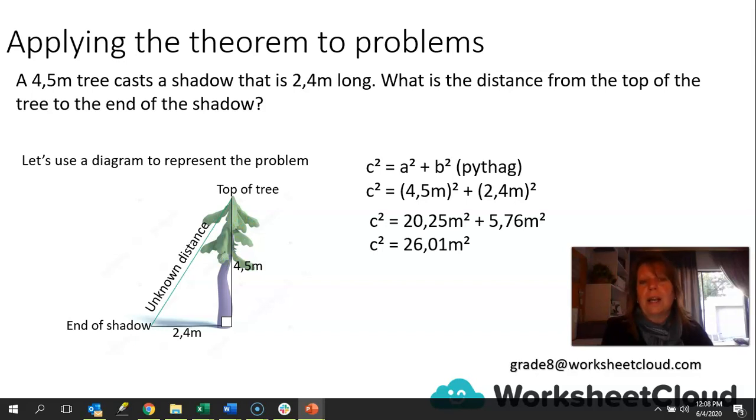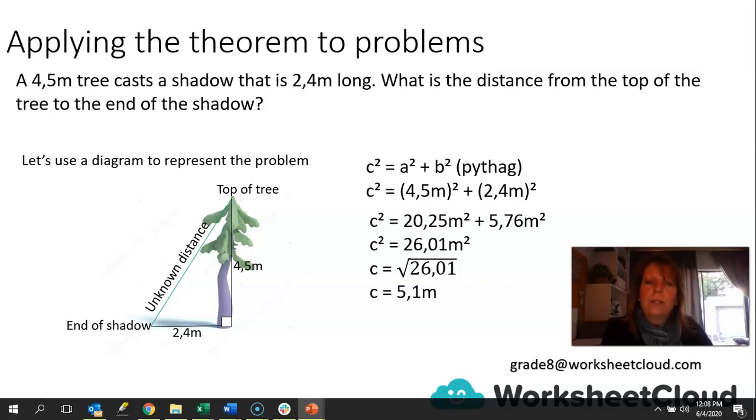So that gives us the unknown distance, but the square of it. So what do we have to do? Absolutely right, we have to square root it. Okay, so if we square root 26,01 meters squared, it will give us 5,1 meters. Okay, so that means the distance from the top of the tree to the end of the shadow is 5,1 meters. Everybody happy?